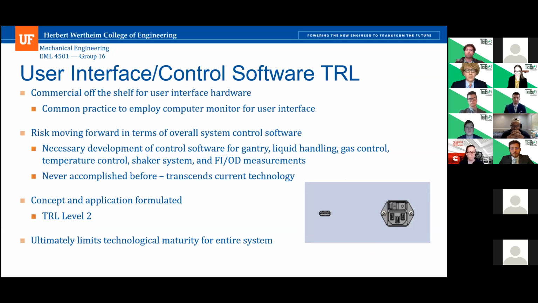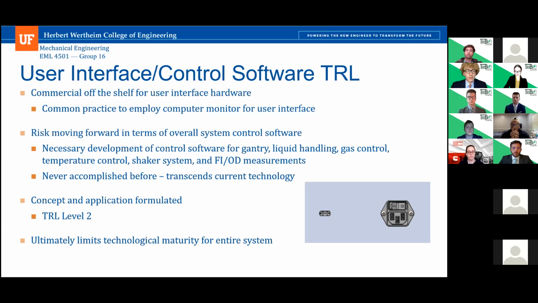And finally, moving on to the user interface and control software, we will be using commercial off-the-shelf components for the interface hardware, such as a USB port and a computer monitor, with this being common practice for user interfaces in the laboratory environment. However, there will be some risk moving forward in terms of the overall system control software. Due to our product transcending current technology, it is necessary to develop the control software to control the gantry, liquid handling subsystem, gas control, temperature control, shaking system, and the FI and OD measurements.